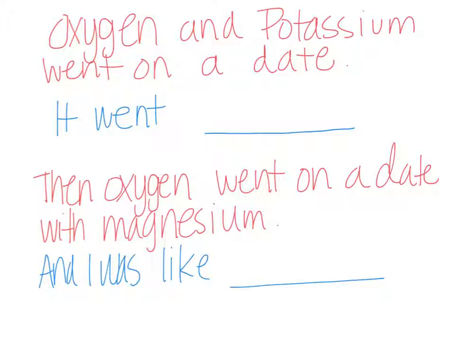Since this is my very first flipped lesson that I've ever done, I'm going to end this lesson with a joke, a periodic table joke to be exact. So it goes like this. Oxygen and potassium went on a date. It went okay. Then oxygen went on a date with magnesium, and I was like, OMG.